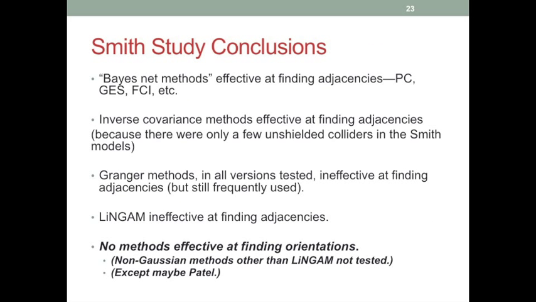The study concluded that the Bayes net methods, PC, GES, FCI, CCD, were effective at finding adjacencies. Inverse covariance methods were also effective at finding adjacencies because there were only a few unshielded colliders in the Smith models. And Granger methods in all versions tested were ineffective at finding adjacencies but are still frequently used in the literature. If you go to conferences, you'll see about half the posters are on Granger causality methods. And LiNGAM was completely ineffective at finding adjacencies. LiNGAM did not work for fMRI at all. And finally, no methods were effective at finding orientations. Non-Gaussian methods other than LiNGAM were tested, but I'll add a codicil: except maybe there's a method called Patel, which we've recently discovered was actually a non-Gaussian method, and it did the best at orientation out of all the methods considered.